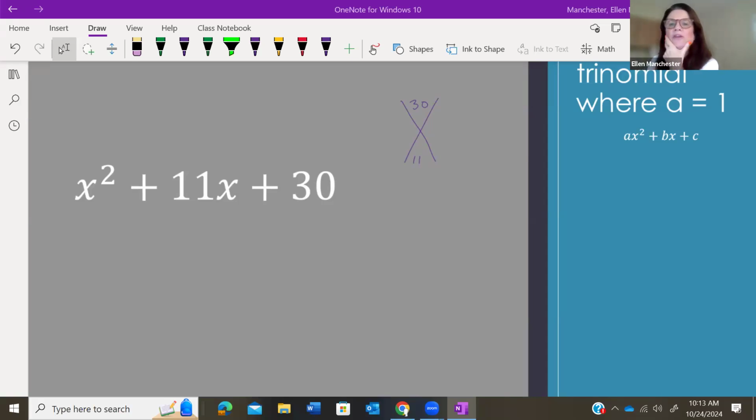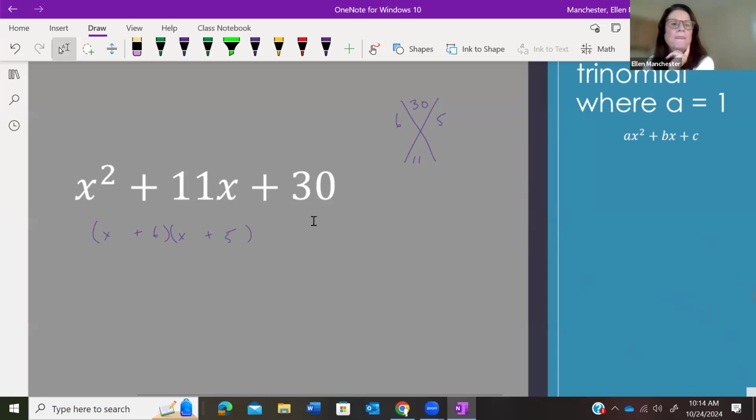Okay, so one thing you want to always be aware of is, a lot of times when someone gets stuck, they're focused on one set of factors. Like for 3 of them now, we had 3 and 10, right? 15 and 2. So sometimes you have to expand your search a little bit. So 6 times 5 is 30, 6 plus 5 is 11, and we're good to go. So x times x plus 6 plus 5, and we're done.